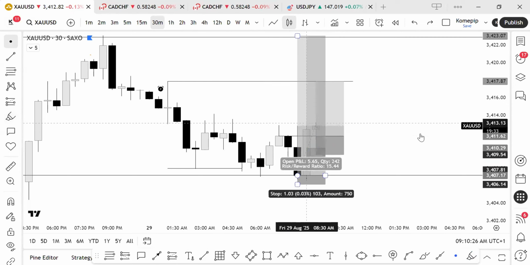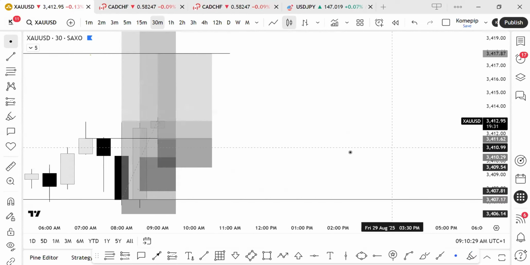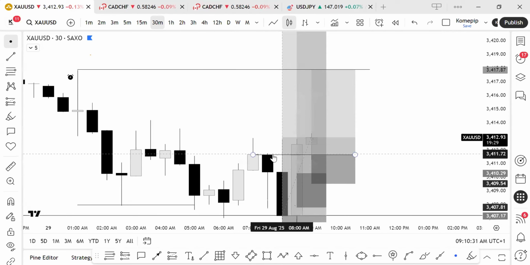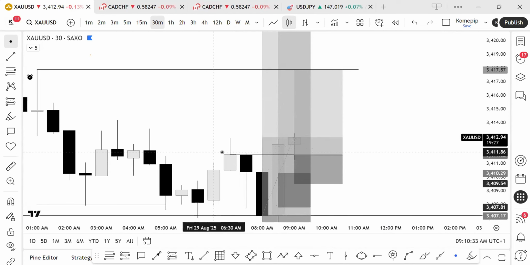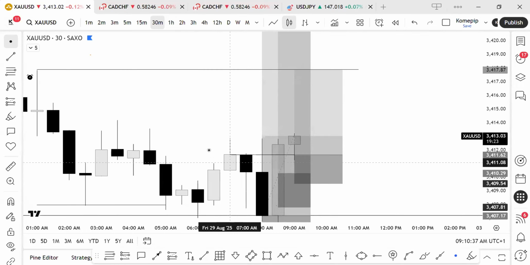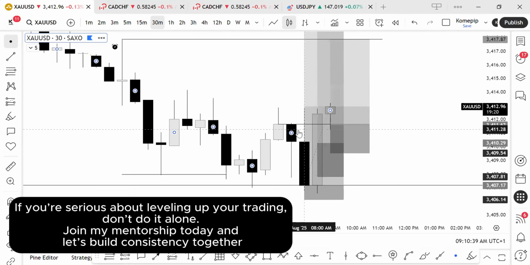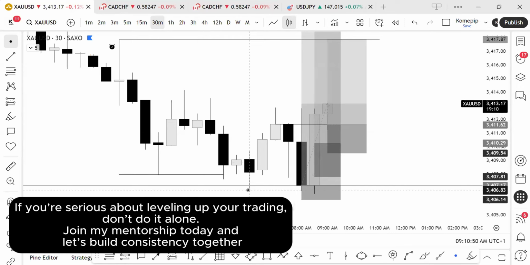Now, why did I say we can enter a continuation setup here? Quite easy, quite simple, right? One of the reasons is simply because, take note of this, this was a classic level, right? Classic level, we're expecting sales, and price sold off from it. And when price sold off from it, price met its target here.